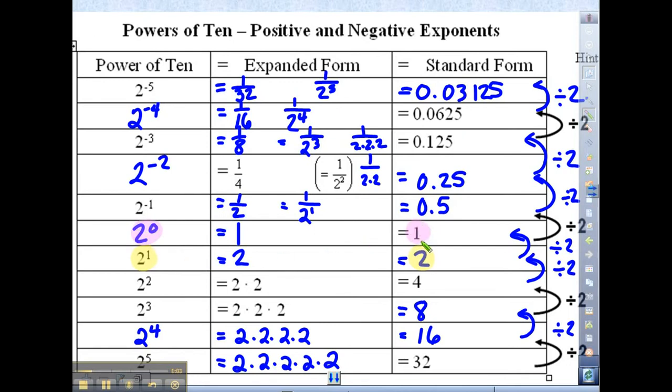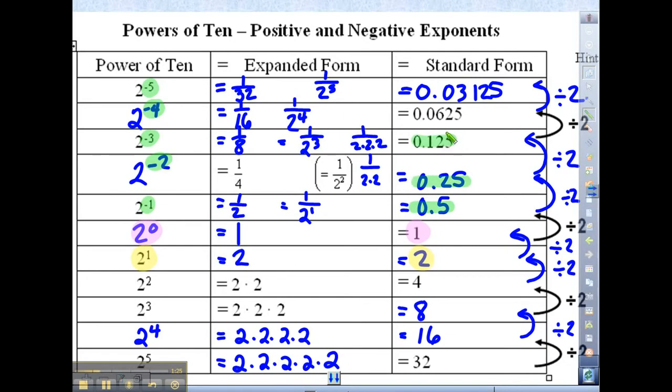I showed you guys that when we had 10 for a base. Now I'm using 2 as a base, and we still get 1 as being the definition of any number raised to the 0 power. And the other thing I wanted to point out are these negative exponents. Anytime you have a negative exponent, you are not getting a negative number.